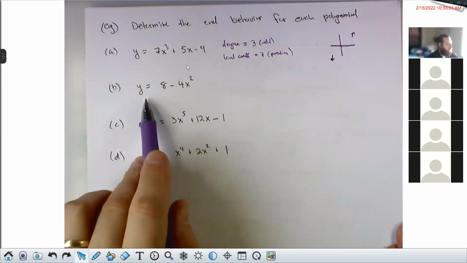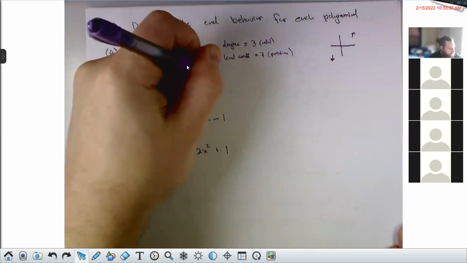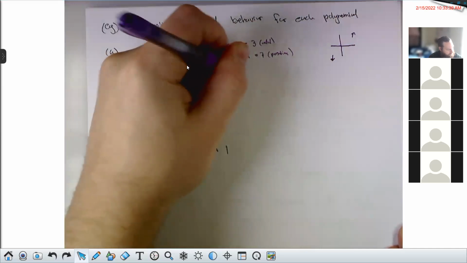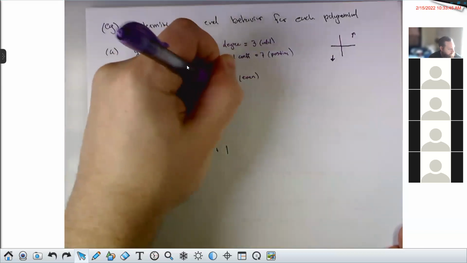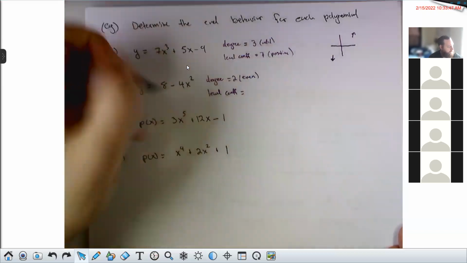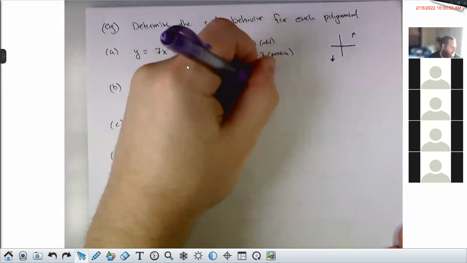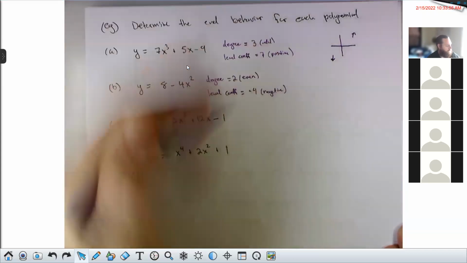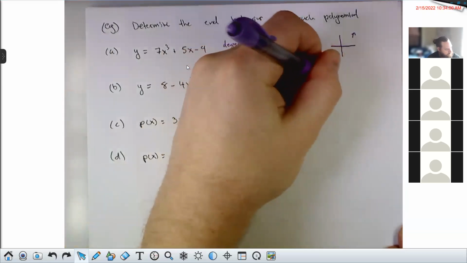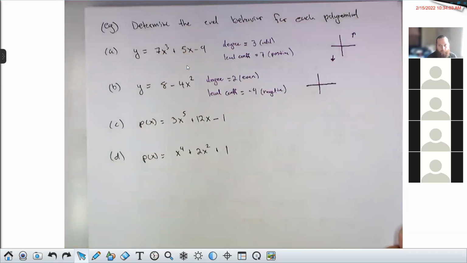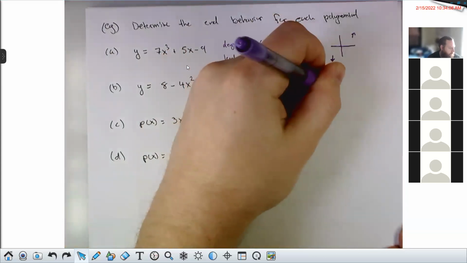In part B here, my degree is 2, right? The largest power of x is 2, which is even. And my lead coefficient is -4, which is negative. So I have an even degree and a negative lead coefficient. Even degree means the arrows are going to point the same way, either both up or both down. And the negative lead coefficient tells us that they're going to be pointing down on both.